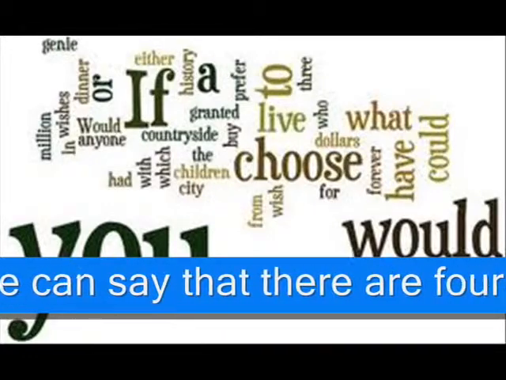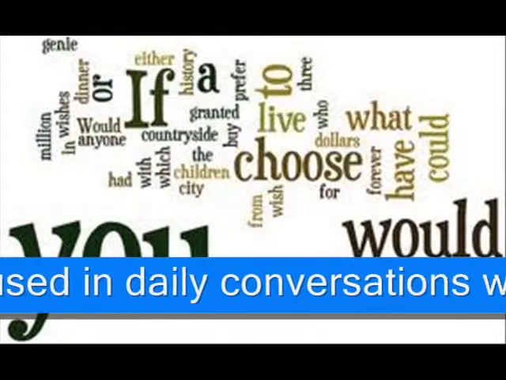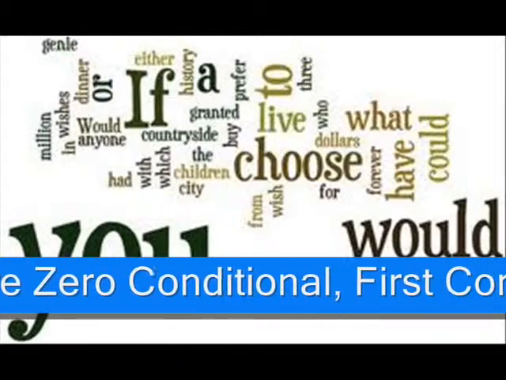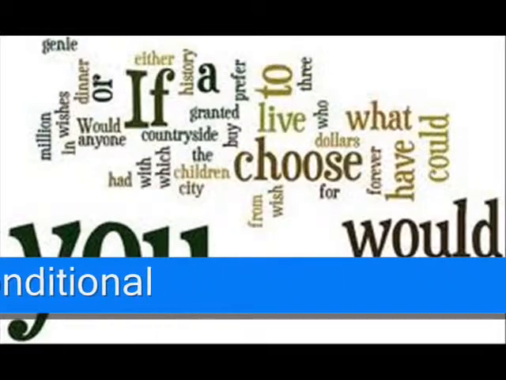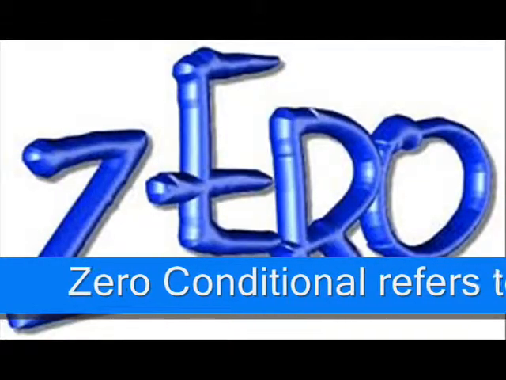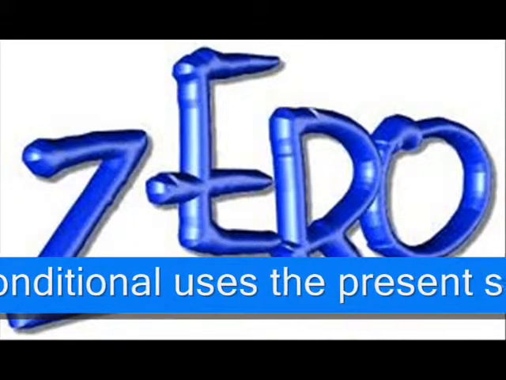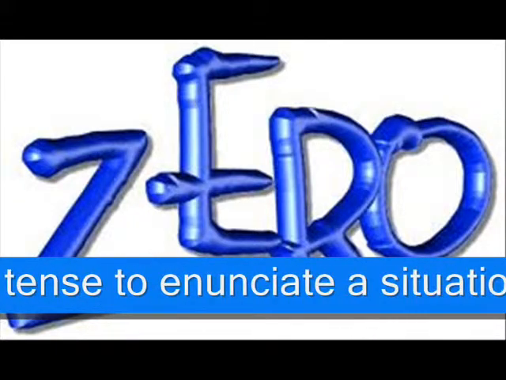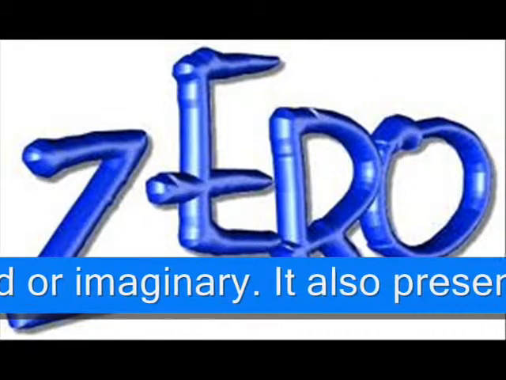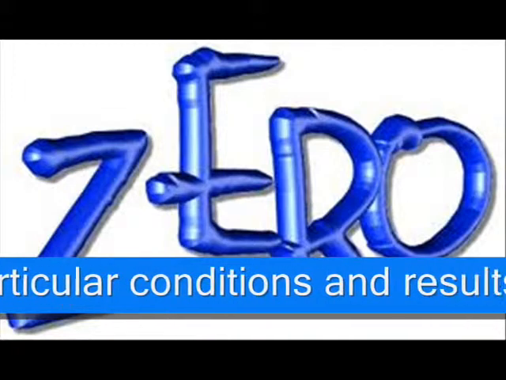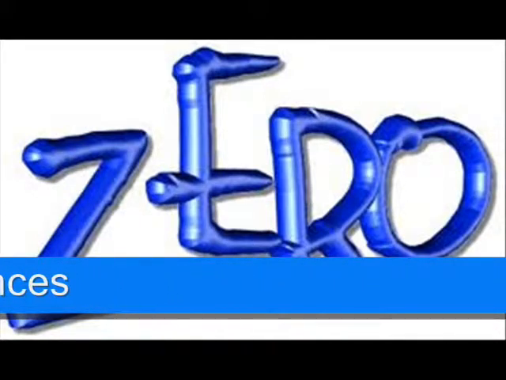Finally, we can say that there are four common types of conditionals frequently used in daily conversations, which are zero conditional, first conditional, second conditional, and third conditional. Zero conditional refers to a situation that is always true. Zero conditional uses the present simple tense to enunciate a situation based on facts that are not imagined or imaginary. It also presents particular conditions and results that are confirmed by real-life experiences.